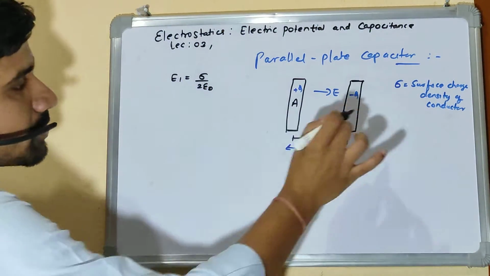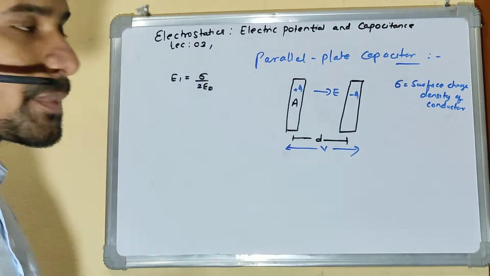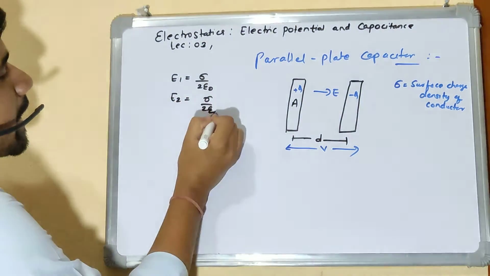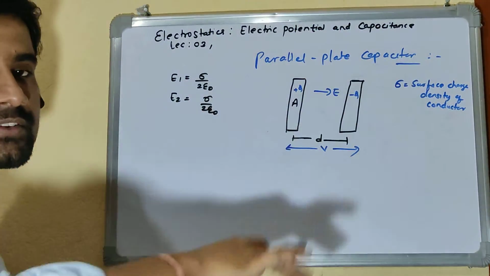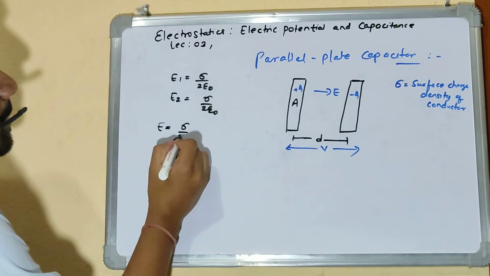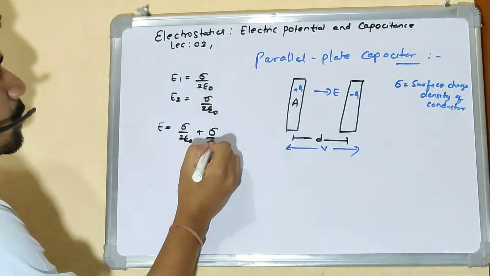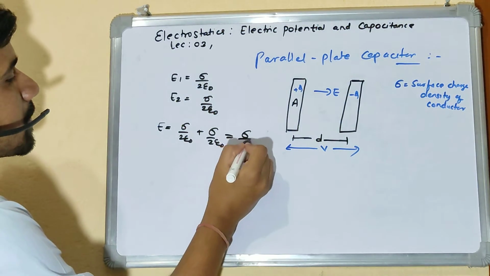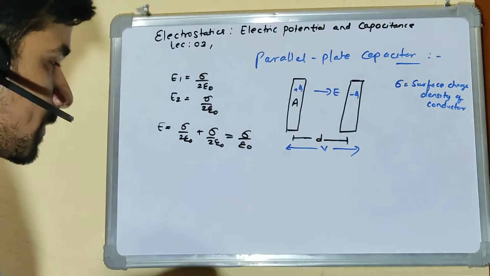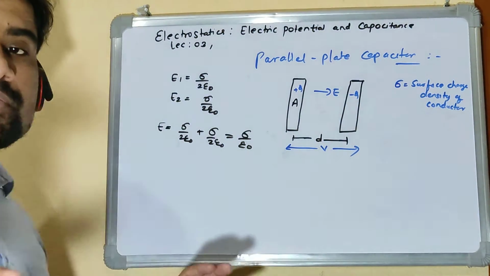In this particular direction only, right? And because of this minus q also, let's say E2 will be also sigma by 2 epsilon naught, again in this direction because it is negative charge. So net field E is nothing but sigma by 2 epsilon naught plus sigma by 2 epsilon naught, which is sigma by epsilon naught, right? This is net field, right? Now I have calculated field, right?